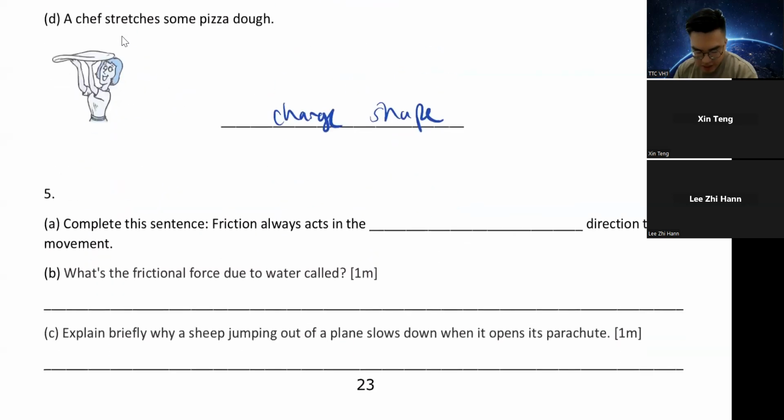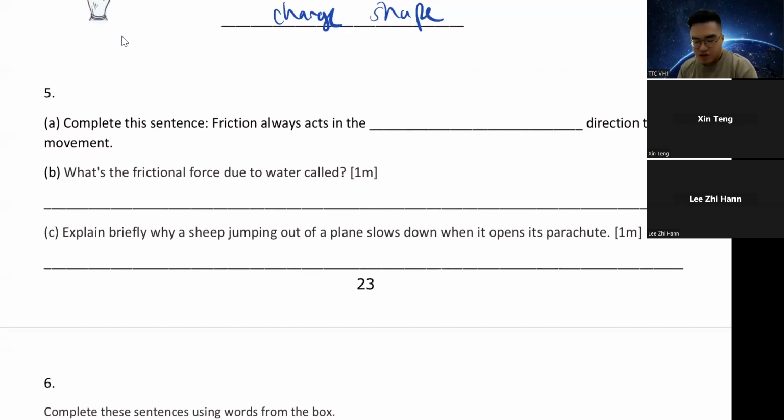Okay, easy peasy. Next, complete this sentence. Friction always act in the opposite direction. It will always oppose you. They are trying to slow you down. What is a frictional force due to water? This is called drag, I think. Wind drag or water drag. When your boat slows down because of this.